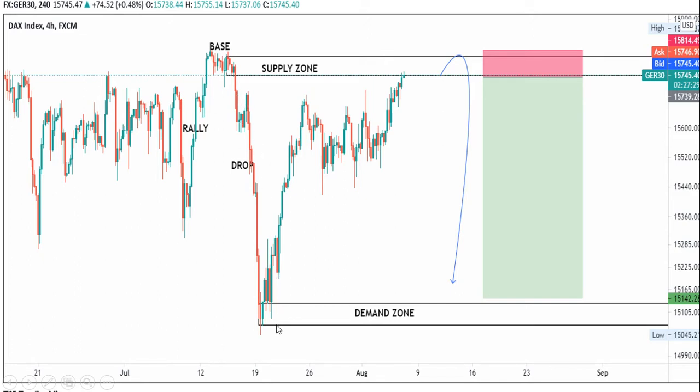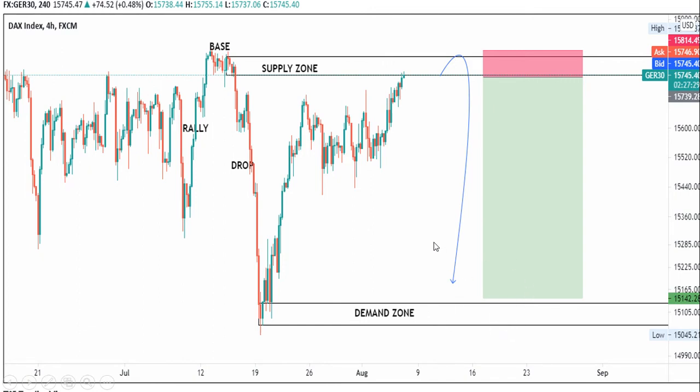And after price dropped, you are waiting for price to come back to this level. Why do you want to trade this level? It's because we assume the big banks have left more orders there because price left in a hurry. Therefore, we want price to drop to these levels again, to the next demand zone. All right, it's as simple as that.